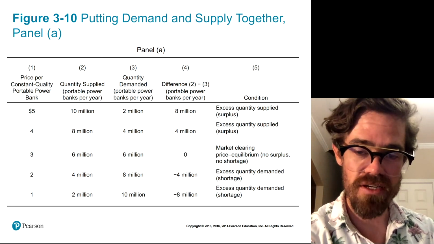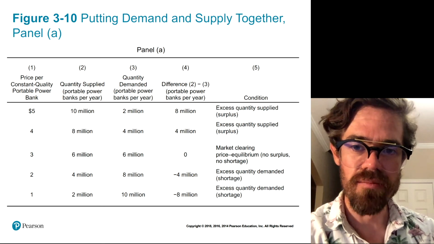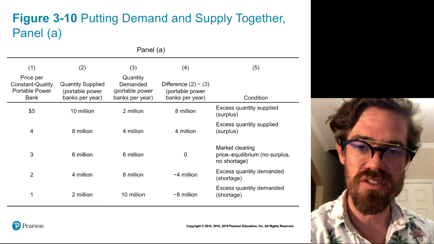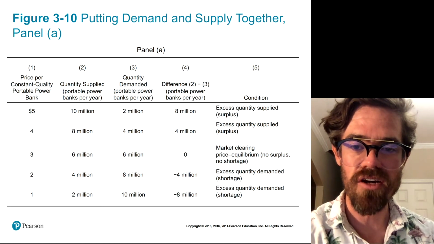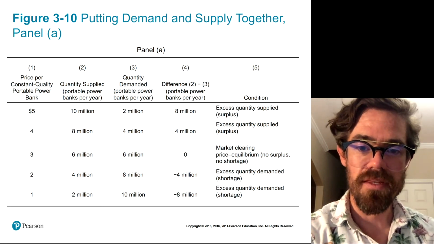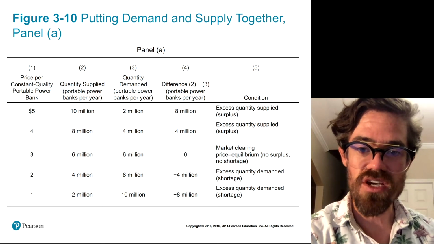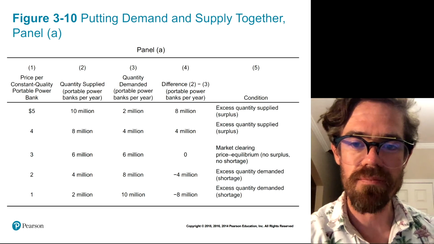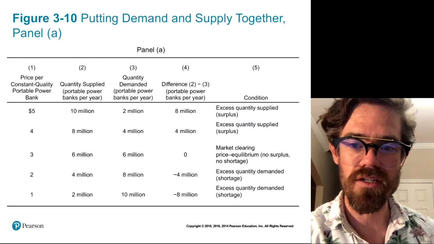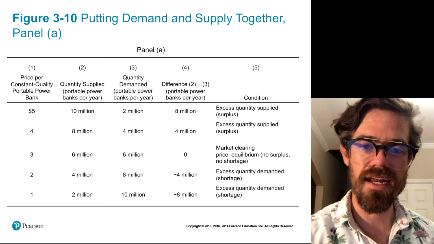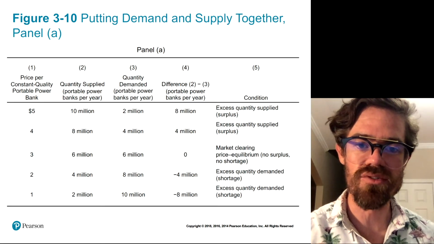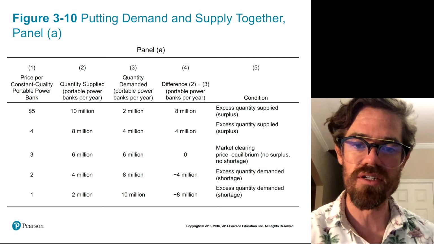All buyers are happy. All sellers are happy. There's no difference. The difference between them is 0, right? Which the difference here is in column 4. And so $3 is the equilibrium price, and 6 million units is the equilibrium quantity. This is the market clearing price and quantity. Okay. At any other price, we don't have this equality, and so those other prices are not equilibriums, right?